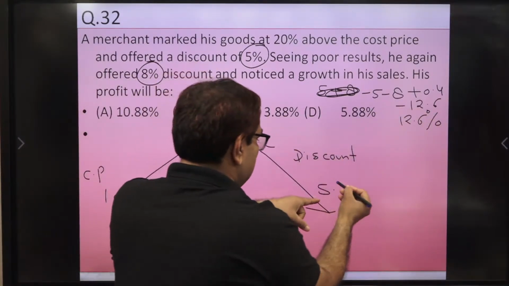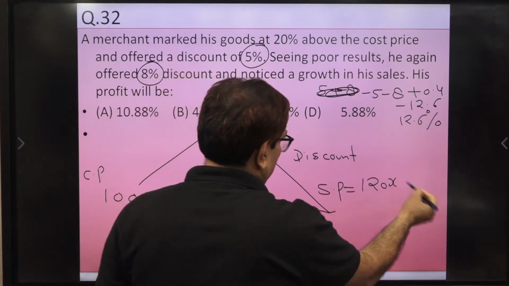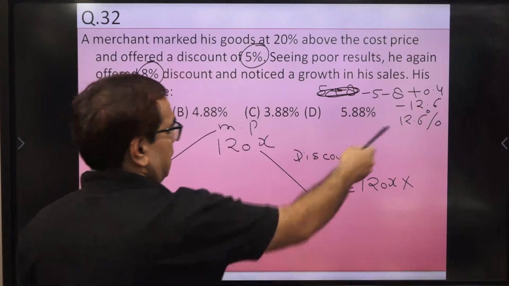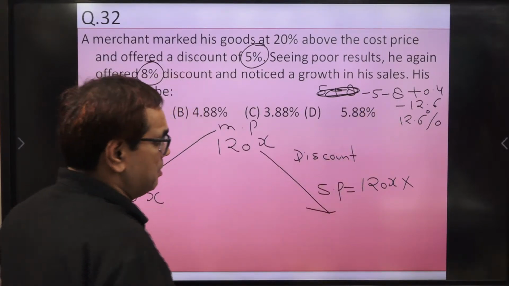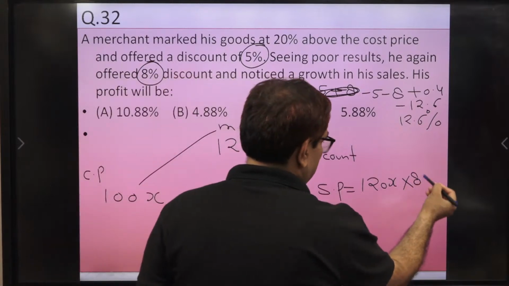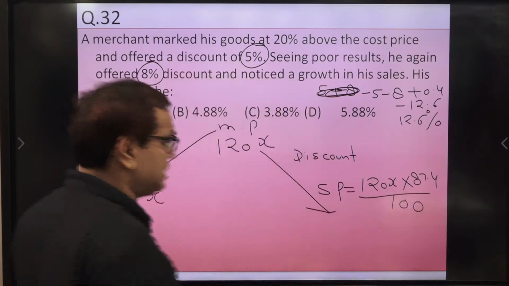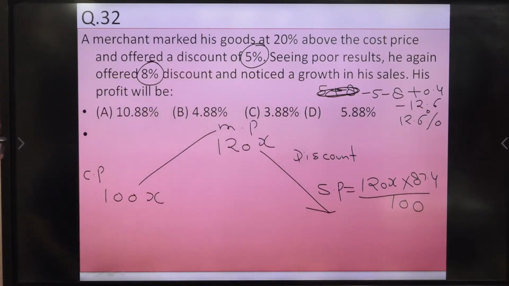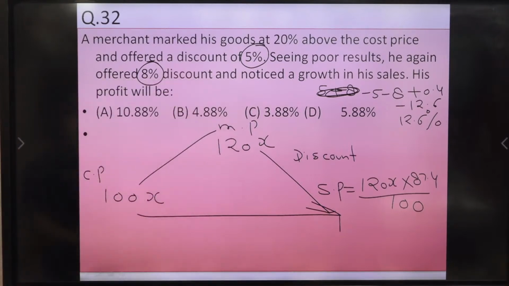So what is the selling price? It is equal to 120x into how much percent? After this discount, 100 minus 12.6 is 87.4. So it's 87.4 upon 100. So this will be the selling price and this is the cost price. So this difference will be the profit in percentage. So tell me what answer you are getting now.